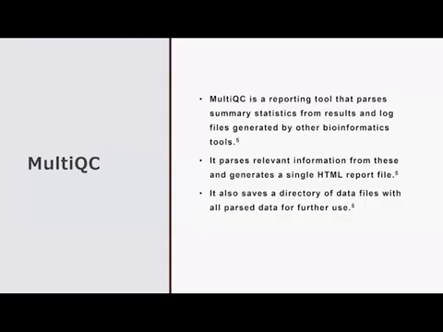All right, so then MultiQC. The biggest difference between FastQC and MultiQC is that MultiQC takes the FastQC output and then provides a basic summary of everything. It aggregates all the information together. So it's a reporting tool that parses summary statistics from results and log files generated by other bioinformatics tools. And in the end, it gives a single HTML report file. So you can see lots of information on if there are duplicate reads, overrepresentation, if things need to be trimmed, etc.